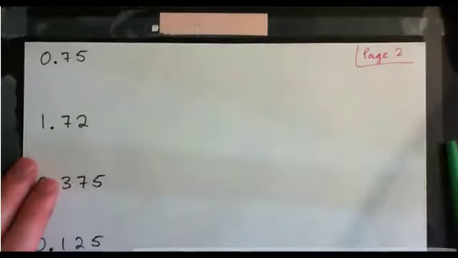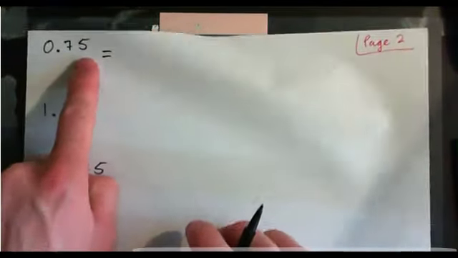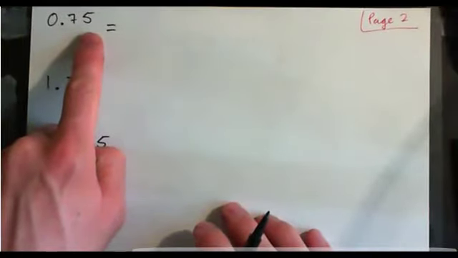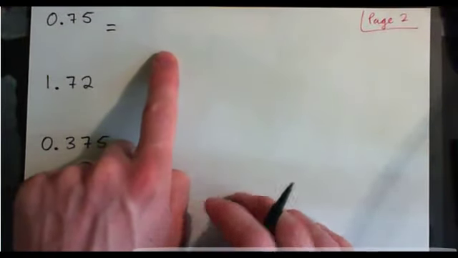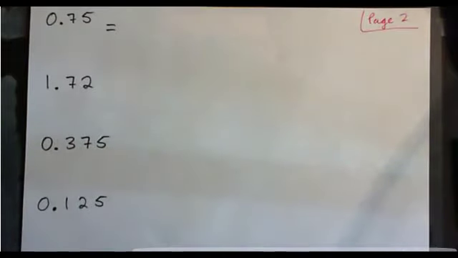Now let's do some more examples. 0.75. Press pause on the video and do this one yourself. 0.75. Write it as a fraction and then put the fraction in lowest terms. So press pause on the video and try that one yourself.